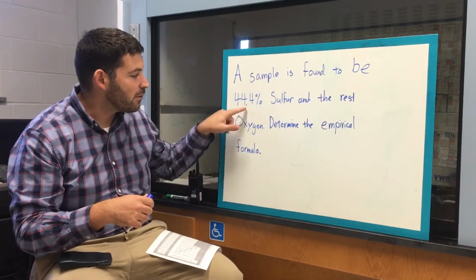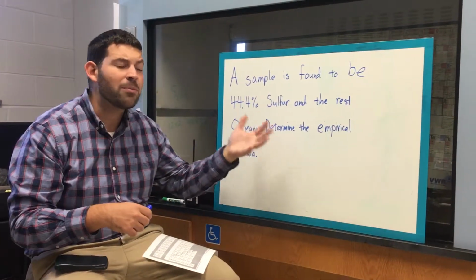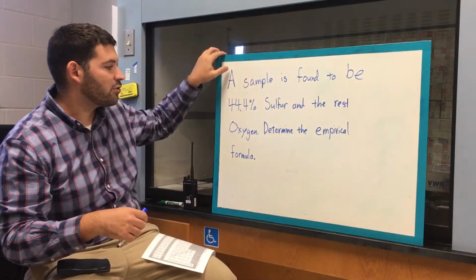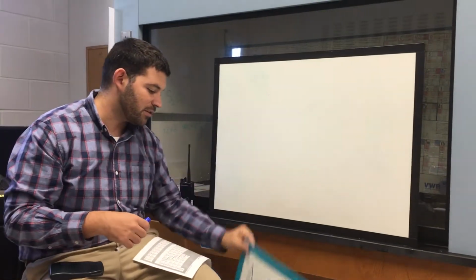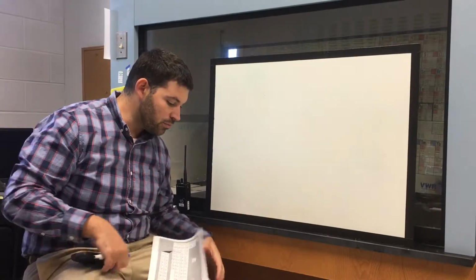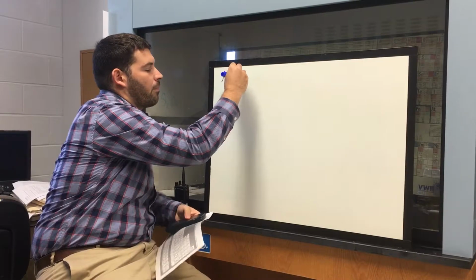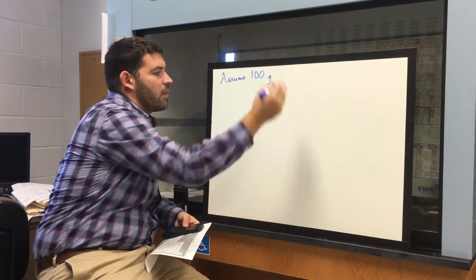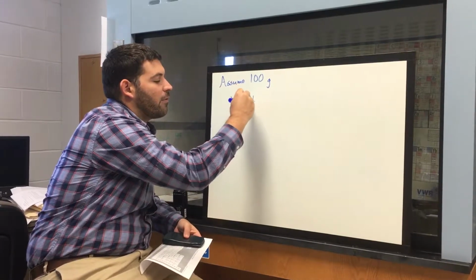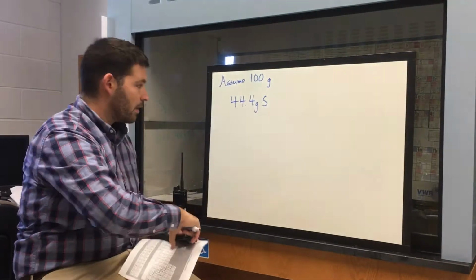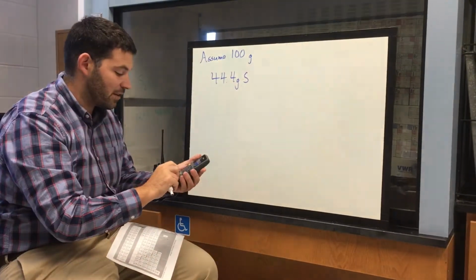If it's 44.4% sulfur, the rest is oxygen, we can just do 100 minus 44.4 to determine the amount of oxygen. Now the first step we're gonna do is assume we have a 100 gram sample. If we assume a 100 gram sample, that means we have 44.4 grams of sulfur, and we gotta do 100 minus 44.4 to figure out the percentage of oxygen.